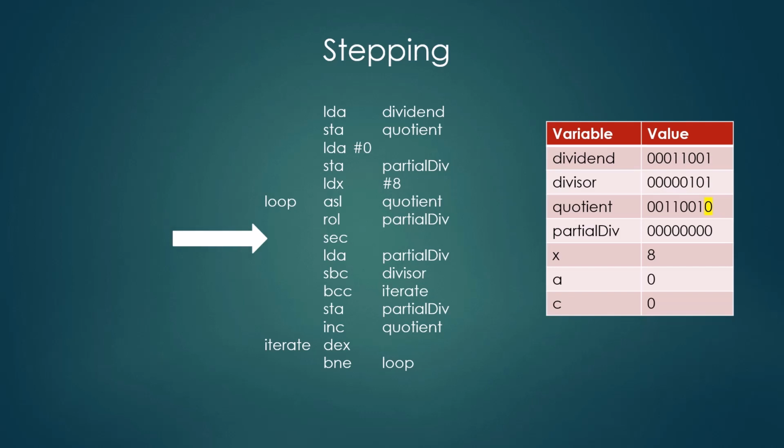I'll highlight the bits of the quotient as we build it from the low order bit of the variable quotient. We've now added a second 0 bit to the quotient, and we'll keep adding zeros until partial div is equal to or greater than the divisor.